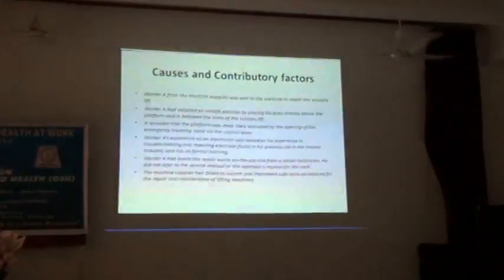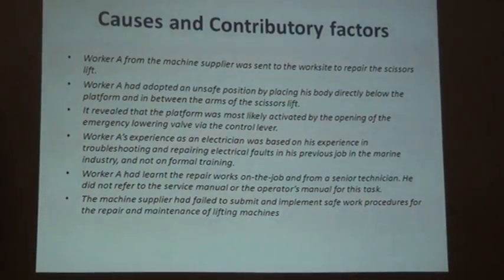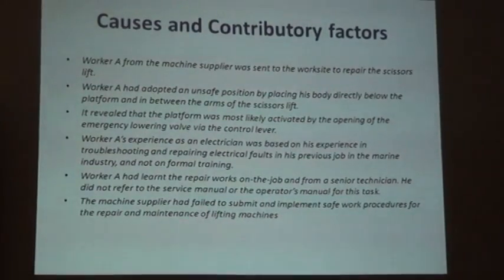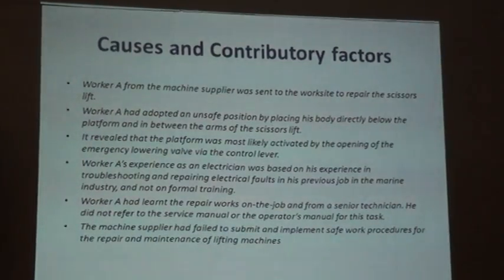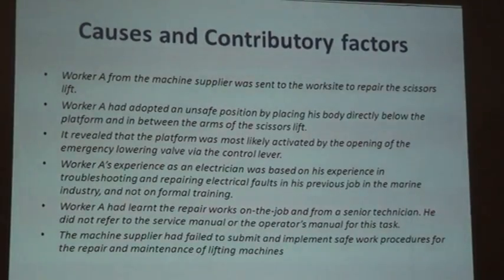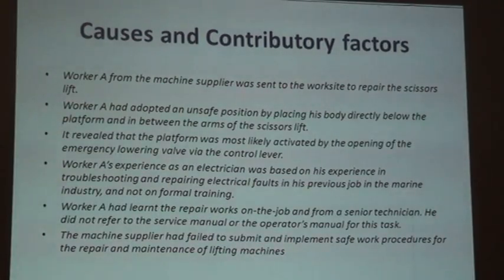Looking at here, Worker A from the machine supply was sent to the work site to repair the scissor lift. Worker A had adopted an unsafe position by placing his body directly below the platform and in between the arms of the scissor lift. It revealed that the platform was most likely activated by opening of the emergency lowering valve by the control. Sometimes we bypass the system. Worker A's experience as an electrician was based on his experience in troubleshooting and repairing electrical faults in his previous jobs in the marine industry, but not on formal training. Worker A had learned the repair works on the job and from the senior technician. He did not refer to the service manual or operator's manual for this.